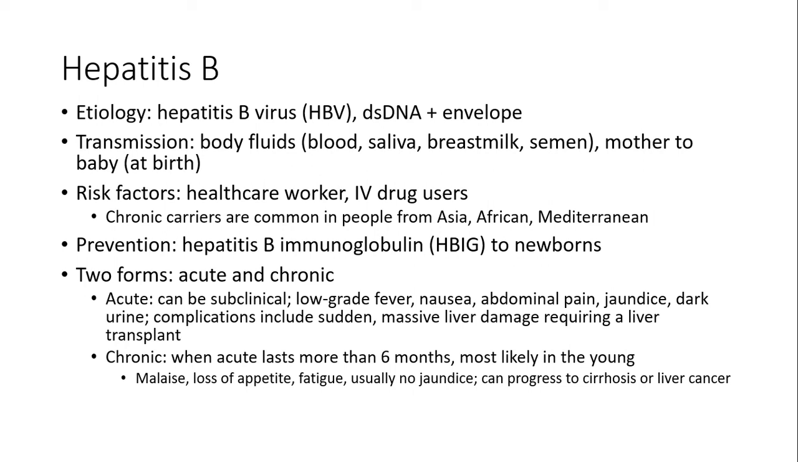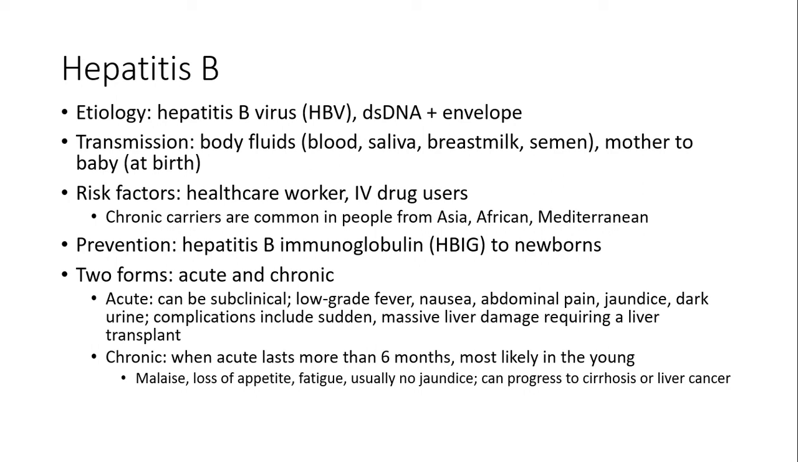Also kind of has a name that tells you what it does, hepatitis B virus. This is a double-stranded DNA virus with an envelope. Its transmission is through body fluids. So this one can be transmitted through blood, saliva, breast milk, semen. It can also be from mother to baby during the process of birth. Risk factors for this include being a healthcare worker, so get your vaccine, and then also IV drug users.